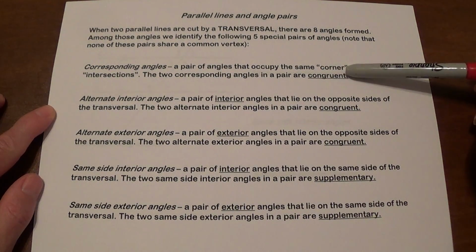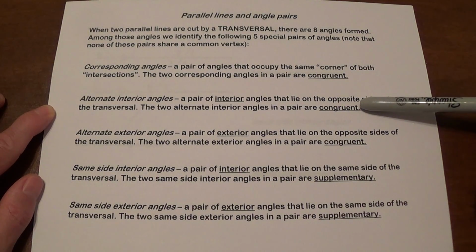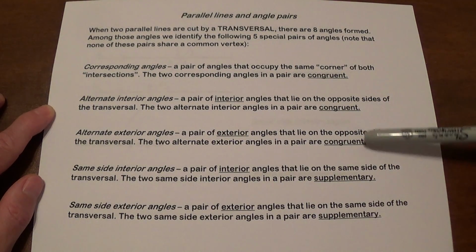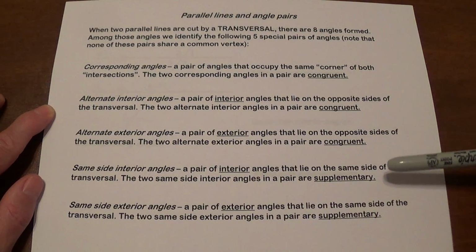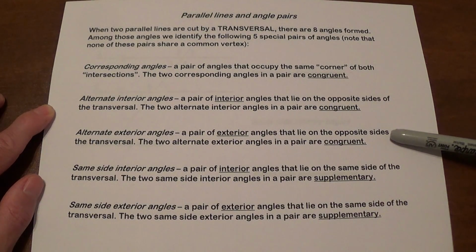So we have corresponding angles, those are angles that occupy the same corner of the intersections. And those angles are going to be congruent. Alternate interior angles are interior angles that lie on the opposite sides of the transversal, and those angles are congruent. You also have alternate exterior angles, which are exterior angles on the opposite sides of the transversal. Those are also congruent.